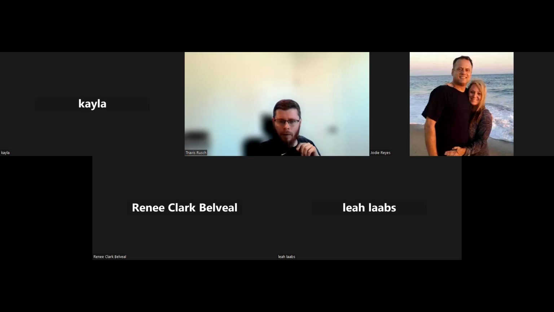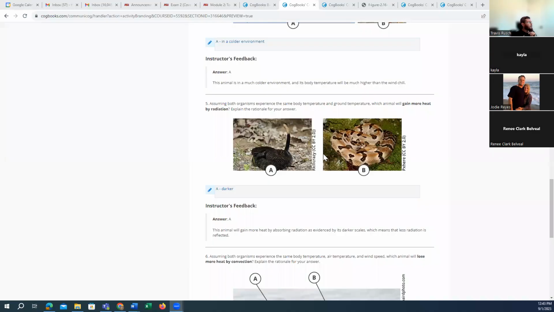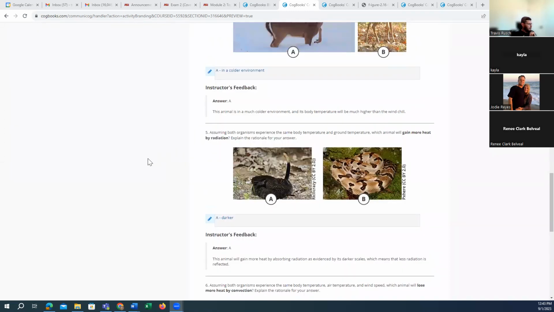Okay, I think I found it. I'm going to share my screen. Can we all see my screen with the pictures of the two snakes right now? Yes, I can. Is this the one you're talking about? Mm-hmm. Okay, so this is very similar to the jaguar, I think.